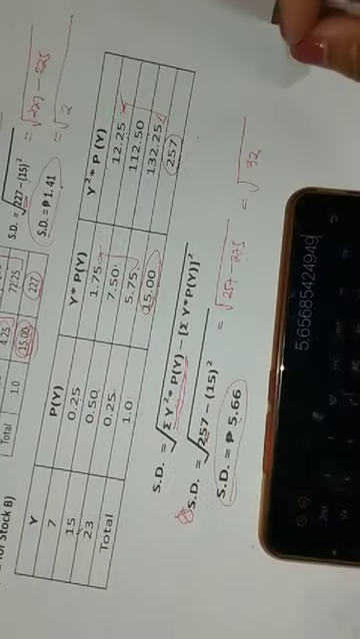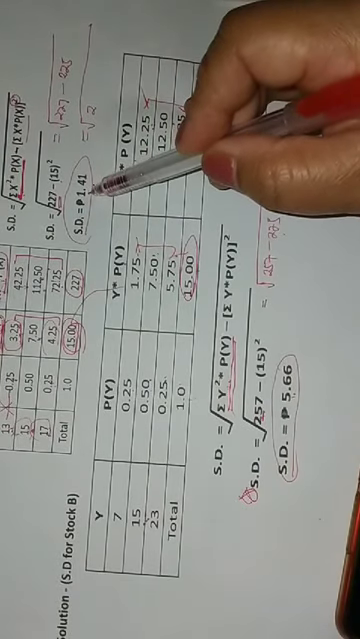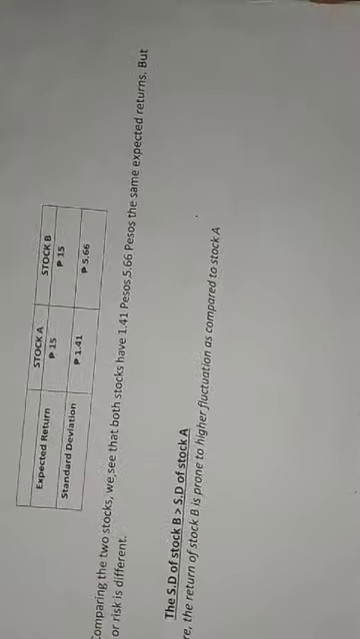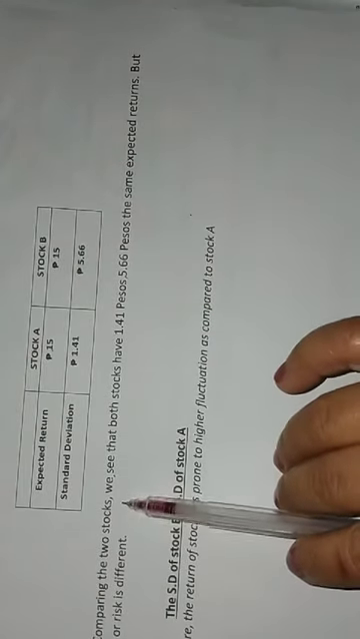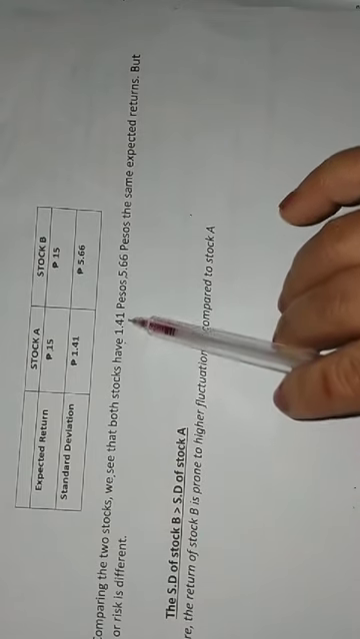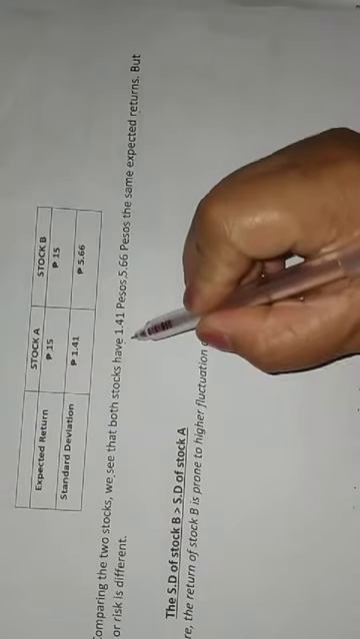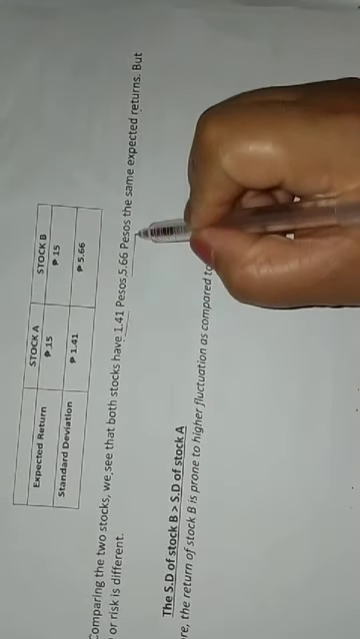So, let's compare this to stock A. The expected return is the same. But the standard deviation of stock A is 1.41, and the standard deviation of stock B is 5.66. You will see this summary in your module. Both stocks have the same expected return, which is 15, but the standard deviation is 1.41 for stock A and 5.66 for stock B.